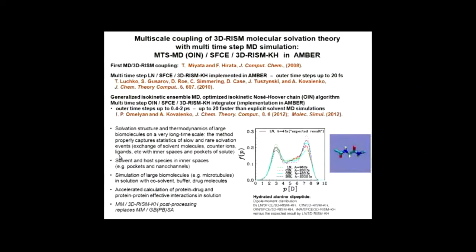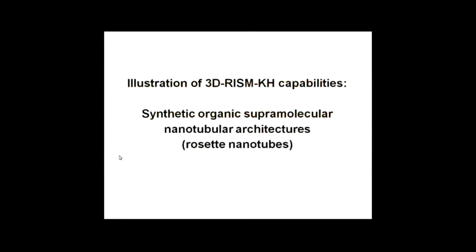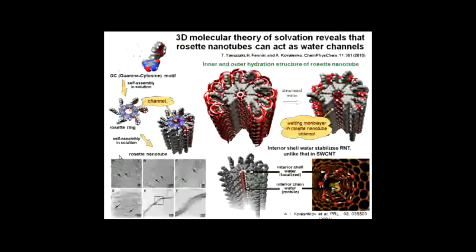So this is a generic system. But now we take all this methodology and apply it to this stuff, like the organic rosette nanotubes I talked about. So it's a complex supramolecular nanoarchitecture. You take cytosine and guanine, fuse together.